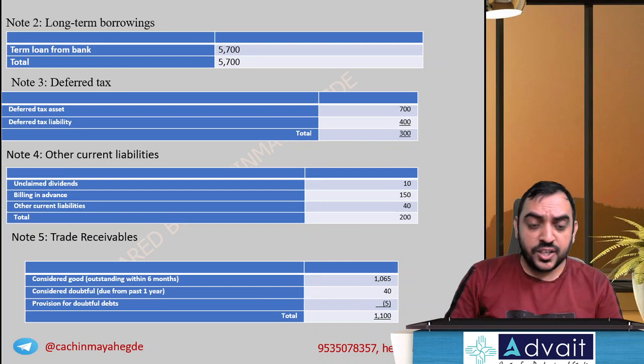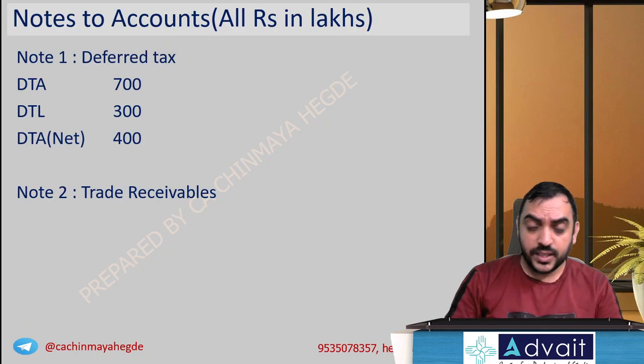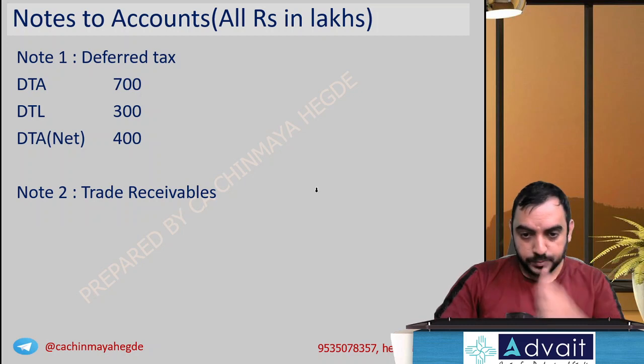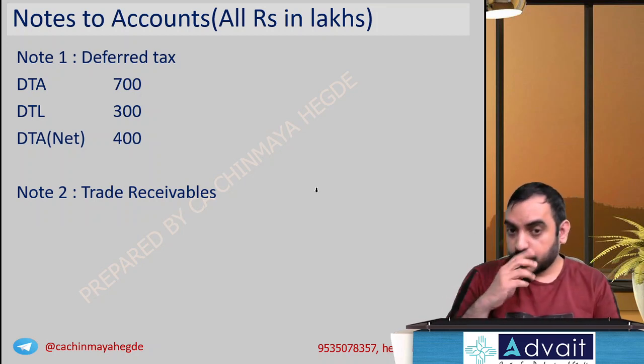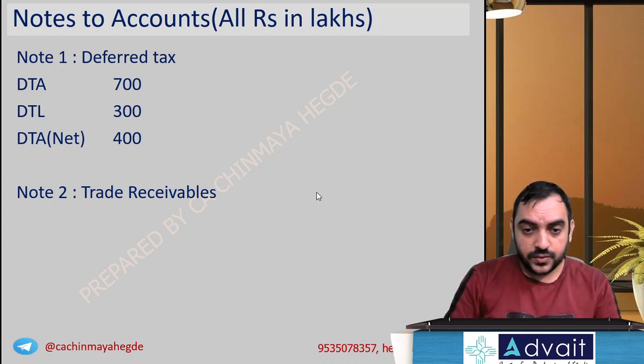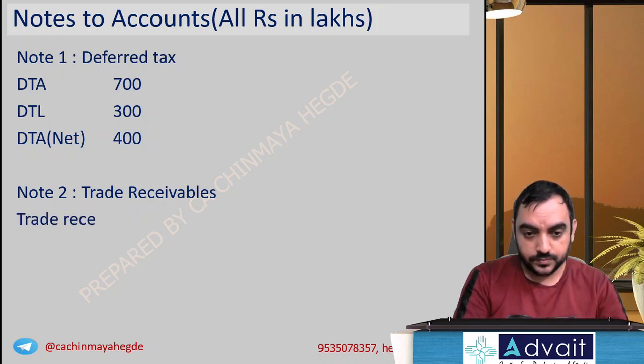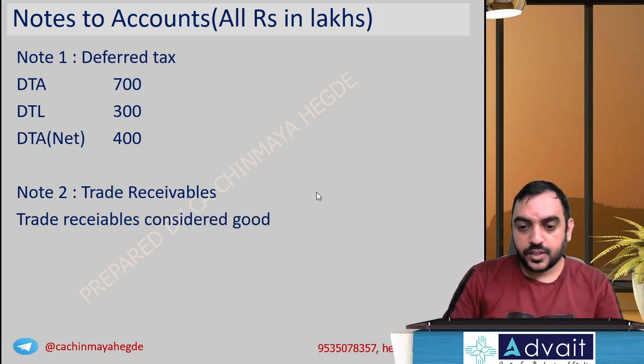Considered good, outstanding 6 months. Considered doubtful for past 1 year. Provision for doubtful debts. Let's show that. Trade receivables for 6 months, that concept is not there. So trade receivables considered good, 1065.